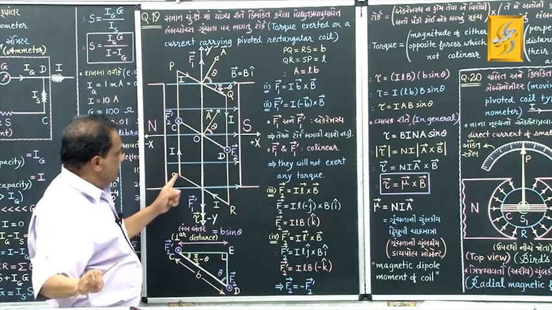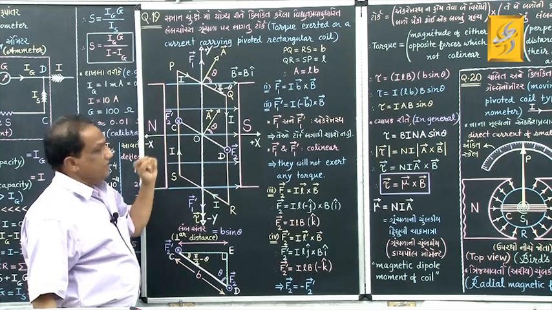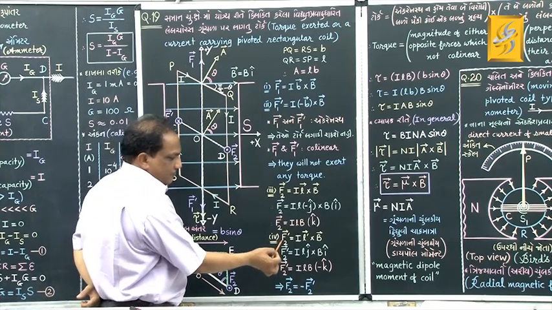Similarly, the magnetic force exerted on side SP, let it be vector F2 dash. Come on, vector F2 dash.